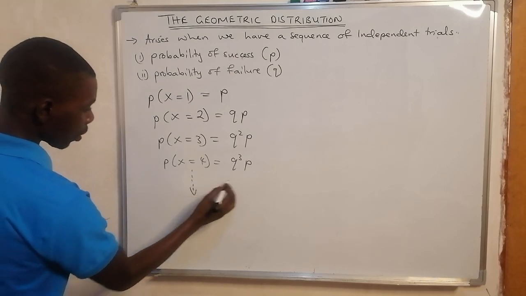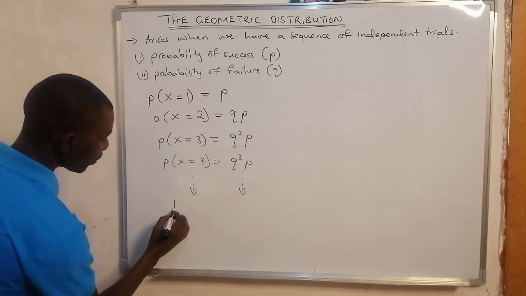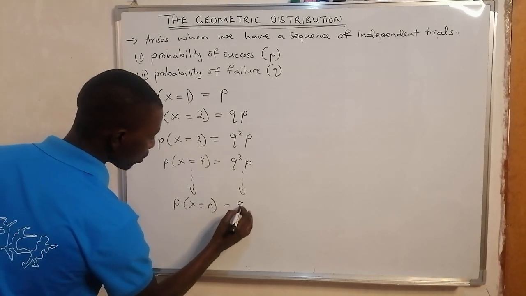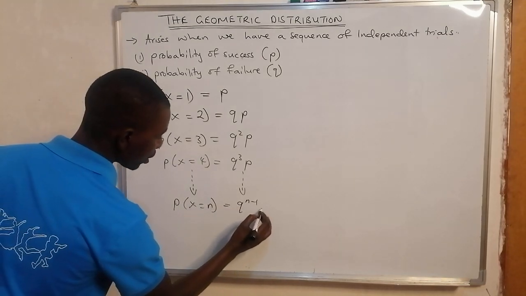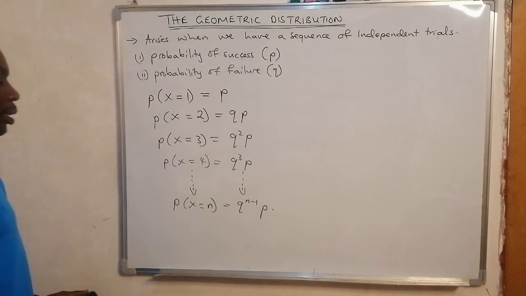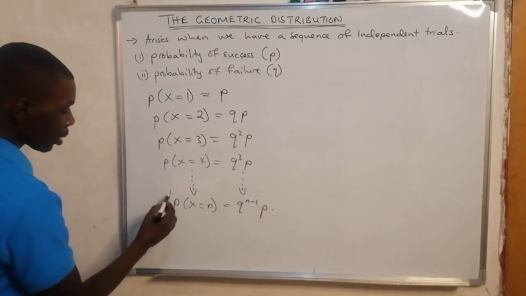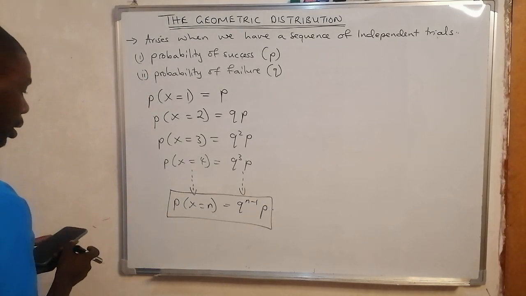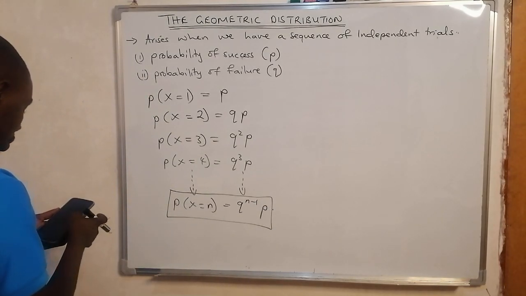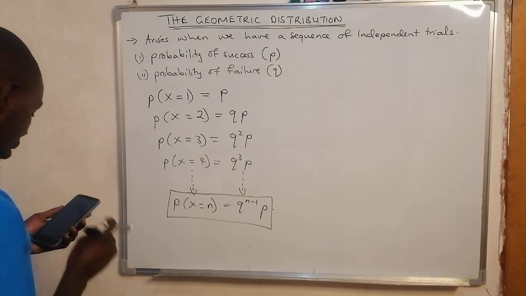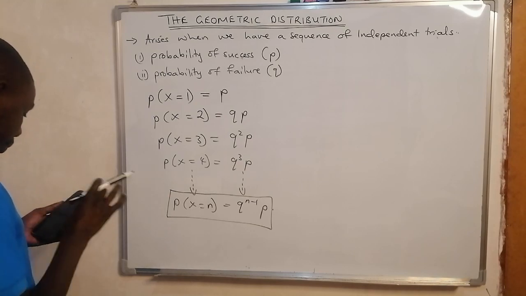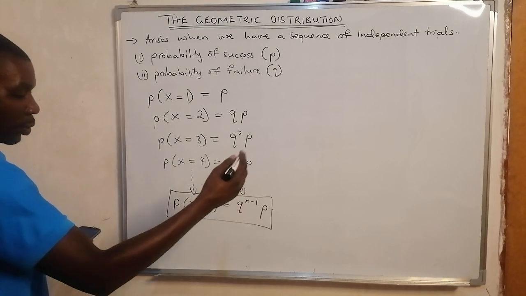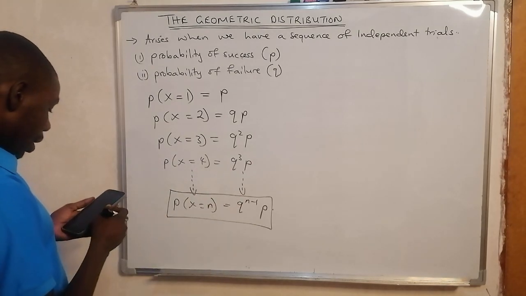Therefore, in general, if we have P of x equals to n, we use Q to the power n minus 1 times P. Right, so that will be our general formula for geometric distribution. Right, so for a geometric distribution, n is 1, 2, 3, 4, 5.